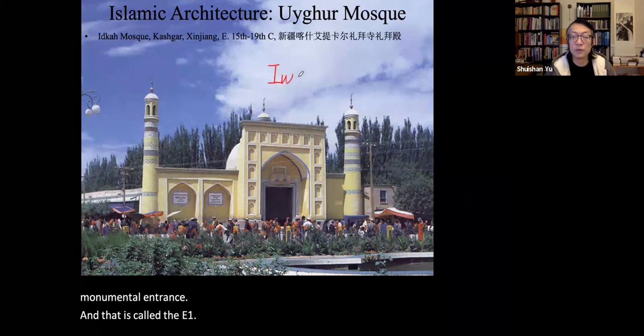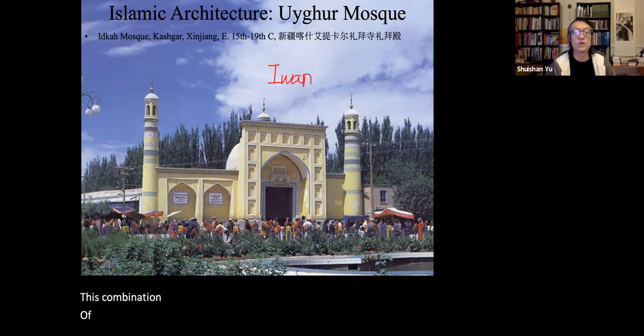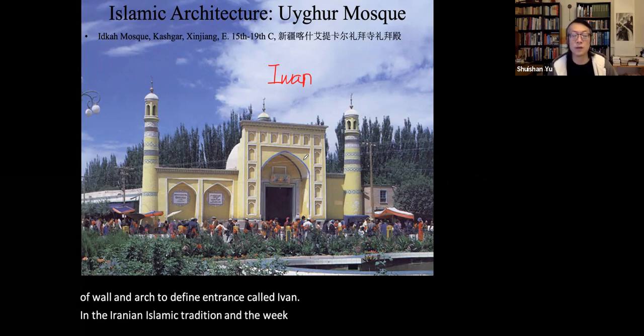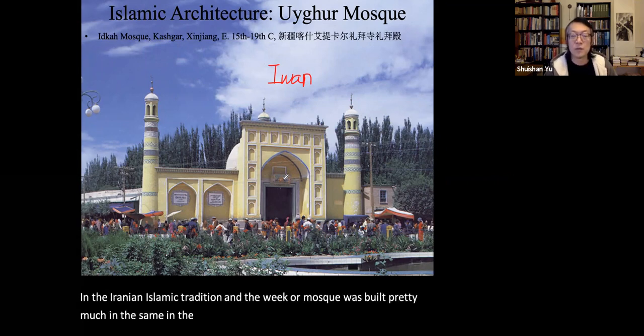This combination of wall and arch to define an entrance is called Iwan in the Iranian Islamic tradition. And the Uyghur mosque was built pretty much in the same tradition. And the minarets appeared in a pair.